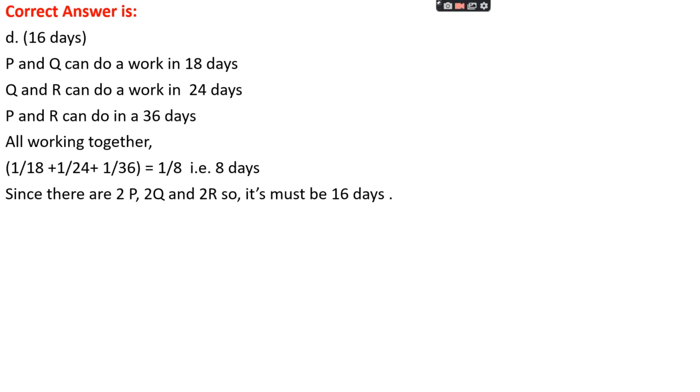P and Q can finish a work in 18 days. Q and R, if working together, can finish a work in 24 days. P and R can do it in 36 days. If all work together, they take 8 days. If we see the pattern, there's a 2P, a 2Q, a 2R. If all of these doubles work in 8 days, then single P, single Q, and single R will take more days as compared to the double. So they take 8 into 2, which is 16 days.